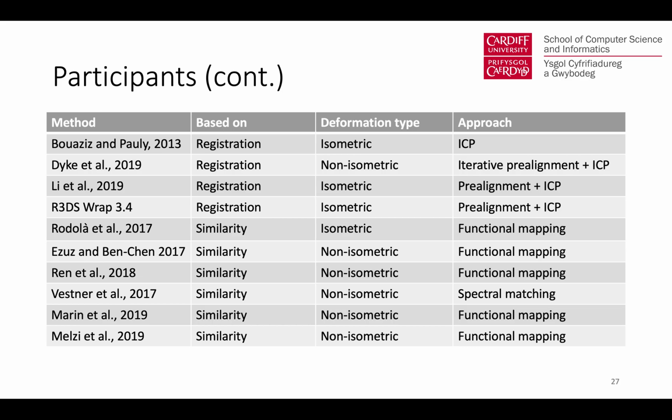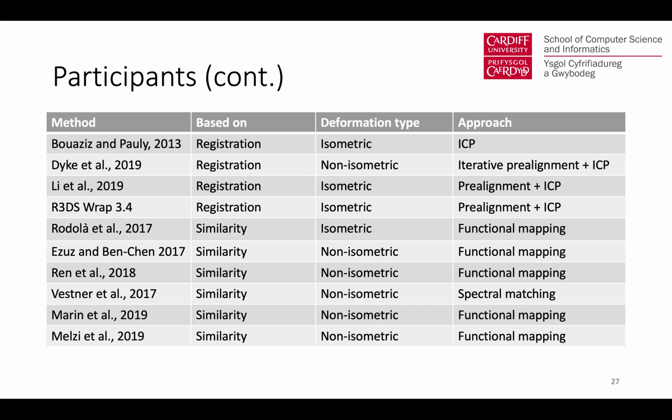Next method, Vestner et al. They propose a spectral method capable of handling non-isometric deformation. A multi-scale approach is used where correspondences are established in finer and finer shape segments. And then Marin et al. formulate a new basis function for functional mapping methods. The basis encodes extrinsic information as well as intrinsic information of traditional Laplacian operators. The new basis is incorporated into a state-of-the-art functional mapping method, which uses 6 hand-placed landmarks for initialization.